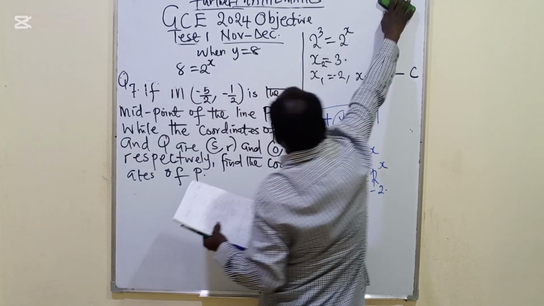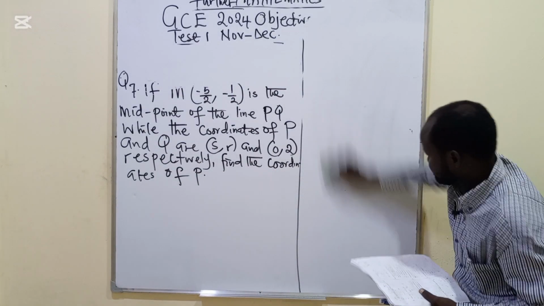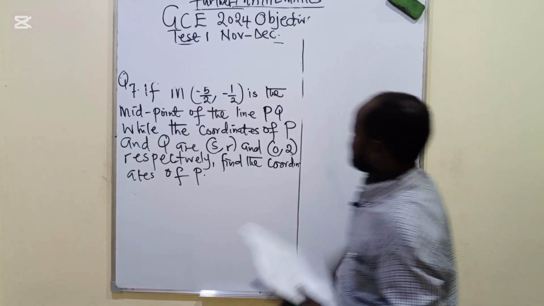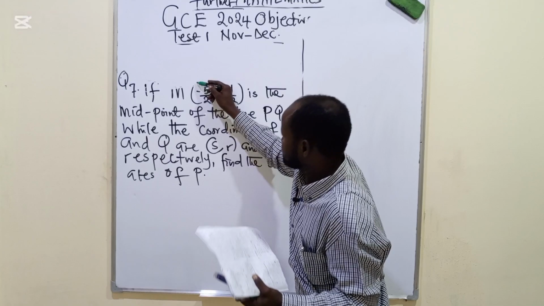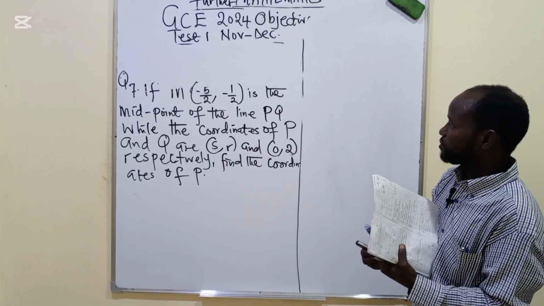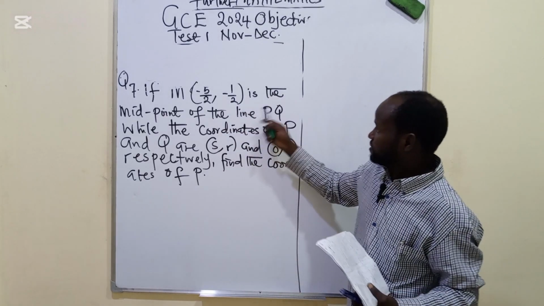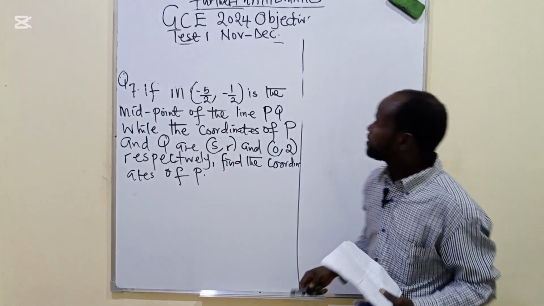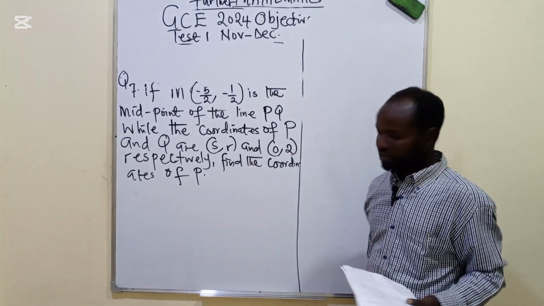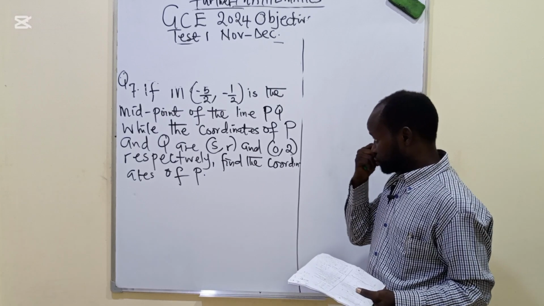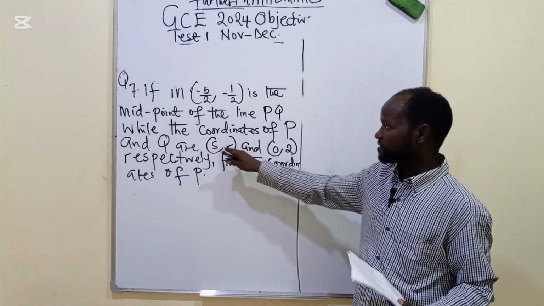Let's move to question 7 quickly. Let me clean here so that we can have enough space. Now, question 7 reads, if M, which is given as minus 5 divided by 2, comma minus 1 divided by 2, is the midpoint of the line PQ, while the coordinates of P and Q are given as S, R and 0, 2 respectively. Find the coordinate of P. We're looking for the value of S and R.